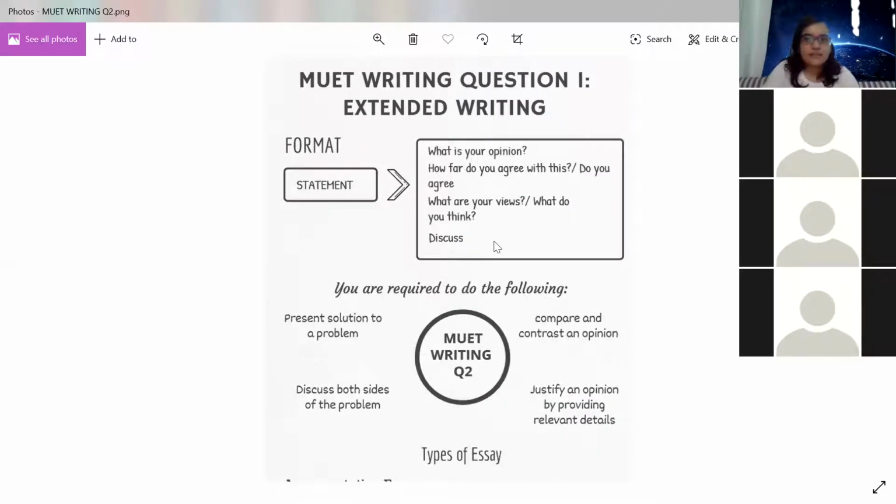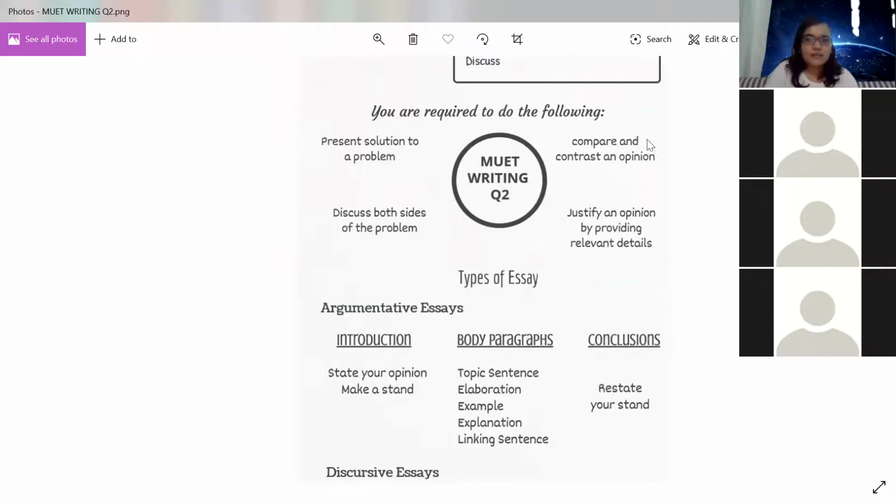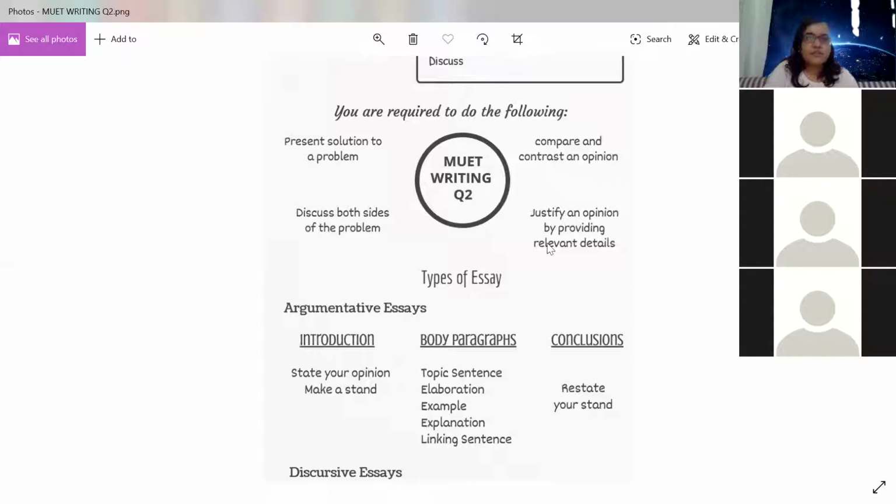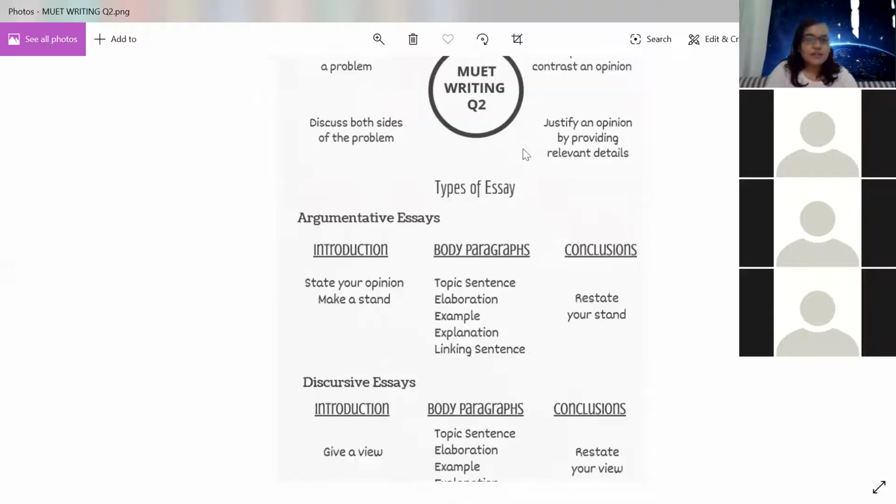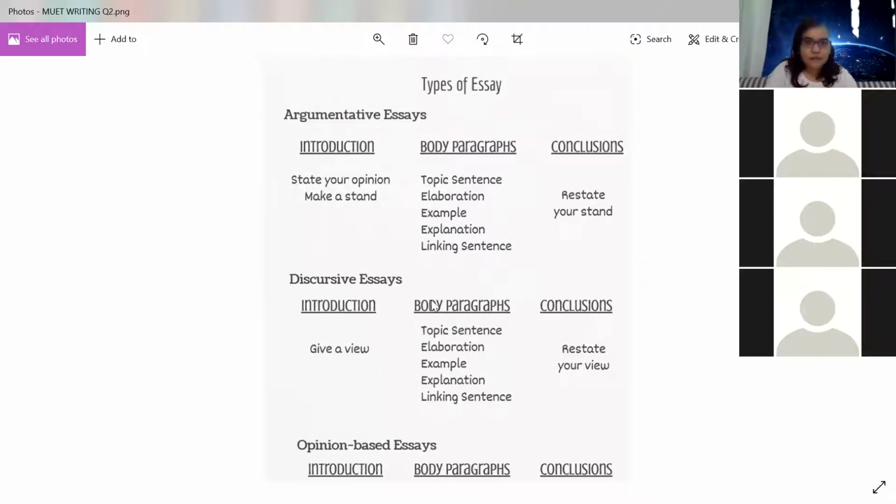This is what I meant just now. The question would ask, what is your opinion? This is opinion based. How far do you agree? Do you agree? This is argumentative. Views is also opinion. Discuss is discursive. Basically, MUET writing 2 requires you to either discuss the problem, justify, and whatnot. So this is the format or the structure.